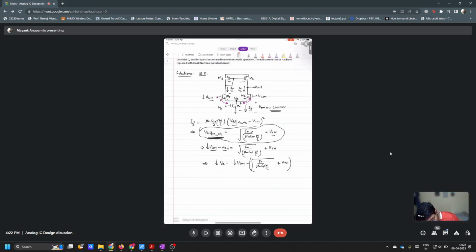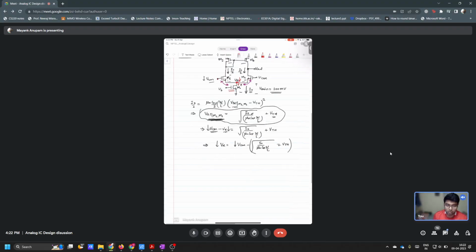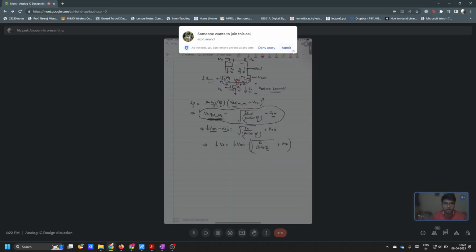M0 will come out of saturation region. This guy starts to go down. This terminal is fixed. I mean the gate of M0 is fixed, right? But its drain voltage is going down. So it is definitely going towards linear region, isn't it? Triode region, yes.